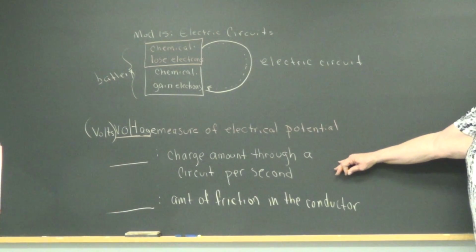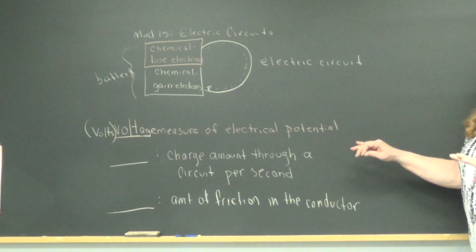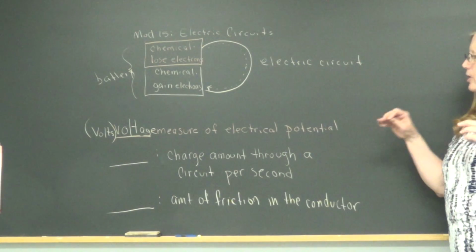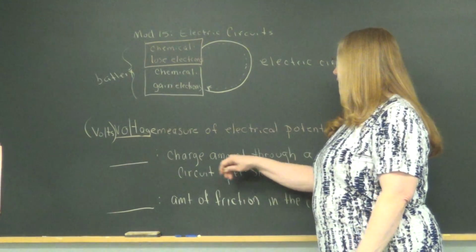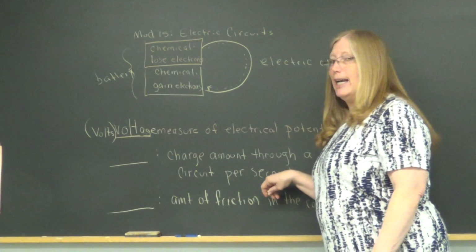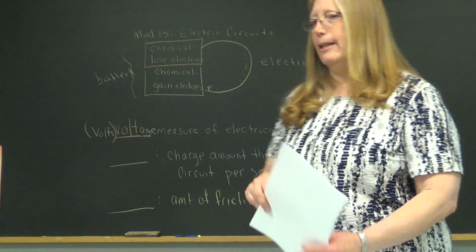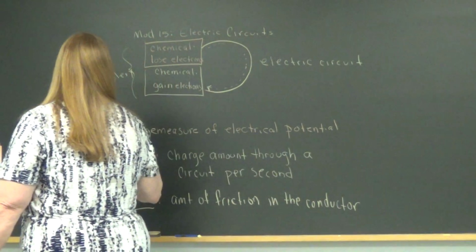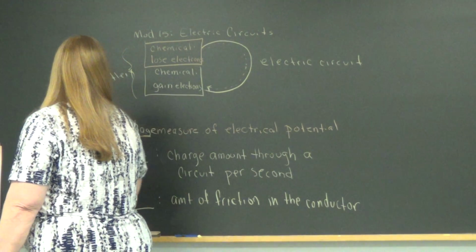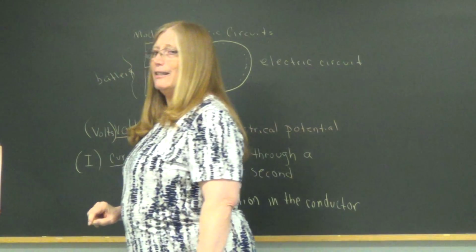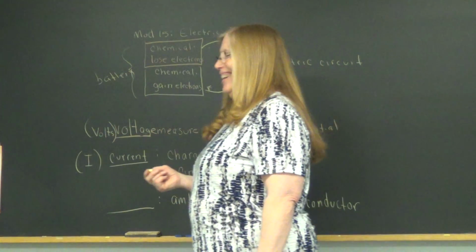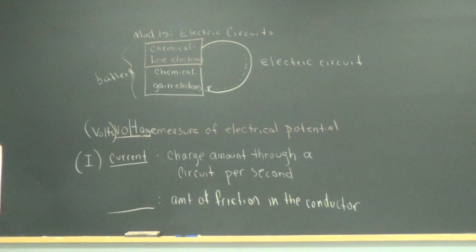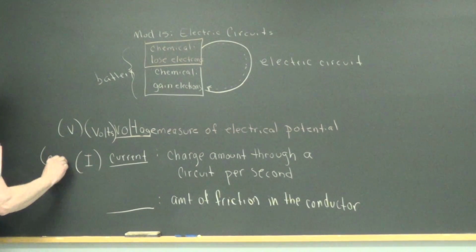Away from pressure, sometimes we just want to know how many particles are there. So the actual charge amount, how many charged particles are in our circuit. So we're going to count them through a circuit per second. That kind of measurement is called current, and it is indicated with the letter I. I guess physicists can't spell current. The abbreviation for voltage is V, and the abbreviation for current is I.